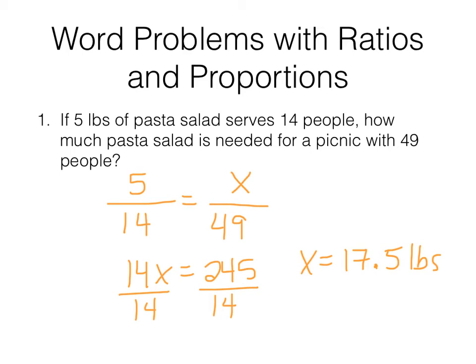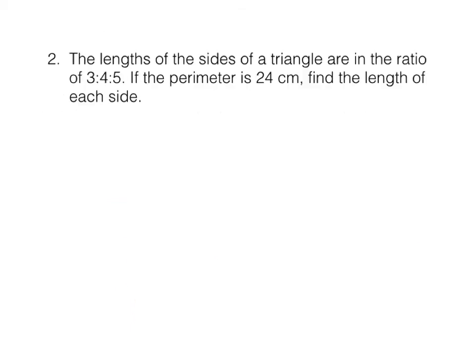Let's take a look at another example of a ratio within a word problem. So this is directly a ratio, and it's a triple ratio. Don't fret, that's not that confusing. Let's look at it. The lengths of the sides of a triangle are in the ratio of 3 to 4 to 5. If the perimeter is 24 centimeters, find the length of each side. What you're going to do with a problem like this is you're going to take each of those numbers in that ratio, and you're going to tack an x onto each one.